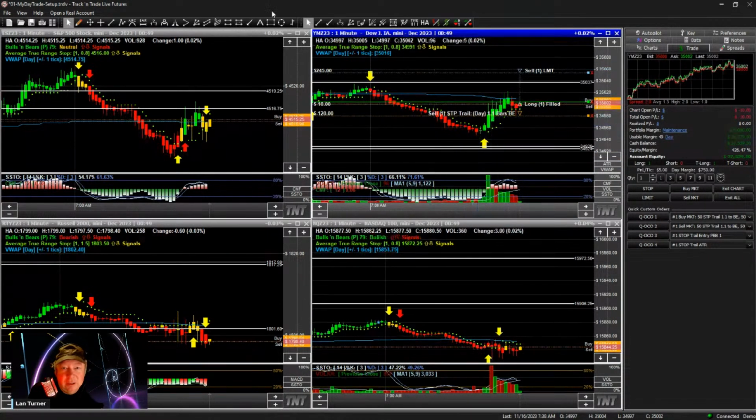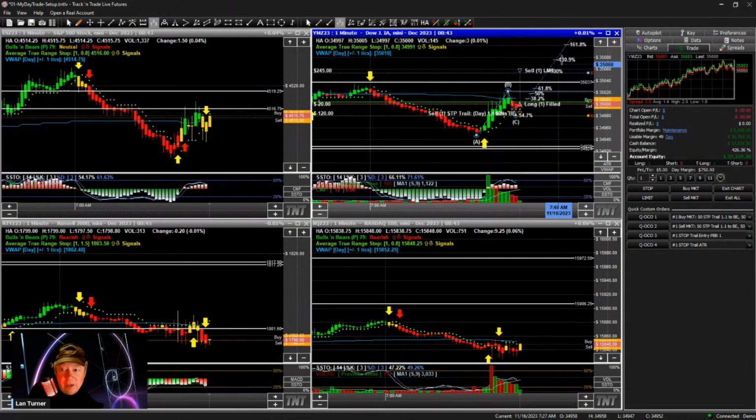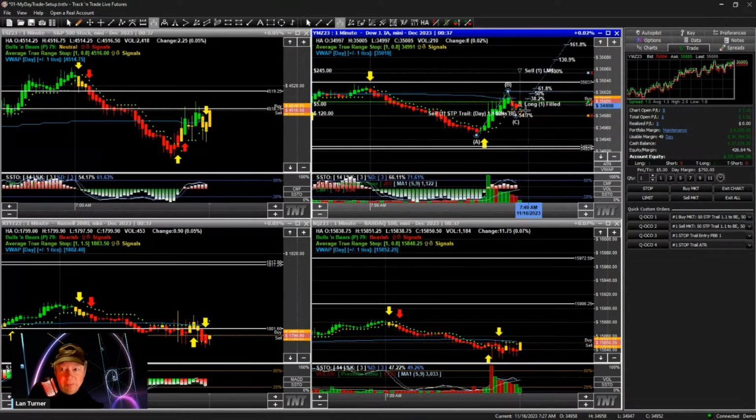See how this is an ABC pattern. So this is what we're looking for. A, B, pulls back, and then we're looking for it to rally and continue up in the uptrend. Now, if it doesn't immediately move higher, we'll just get right back out. We don't want to take a big risk on the entry.